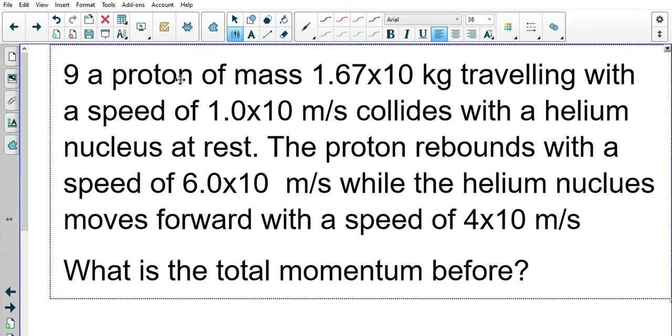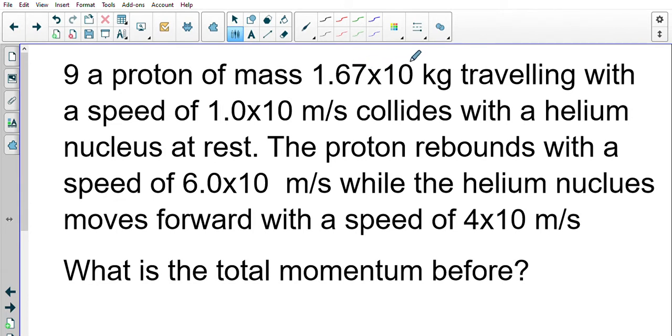Question number 9. A proton of mass 1.67 times 10 to the negative 27 kilograms, traveling with a speed of 1 times 10 to the 7 meters per second, collides with a helium nucleus at rest. The proton then rebounds with a speed of 6 times 10 to the 6 meters per second, while the helium nucleus moves forward with a speed of 4 times 10 to the 6 meters per second. What is the total momentum before?